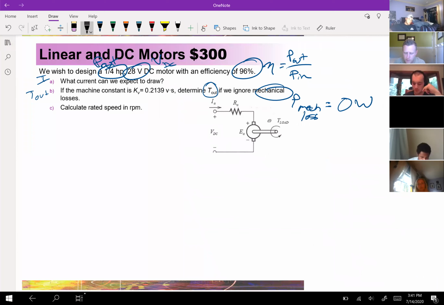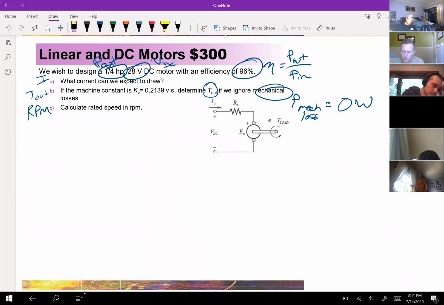And it says calculate the rated speed in RPM. So we're being asked to find RPM. That is not omega, right? Omega is in radians per second. RPM is revolutions per minute. So let me make sure we start right.